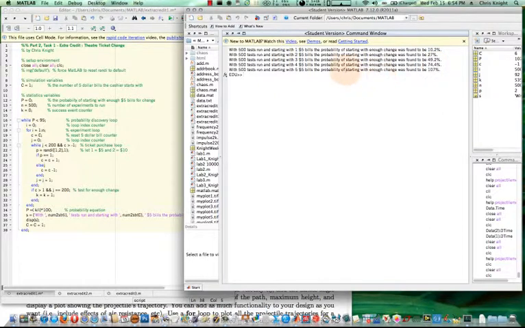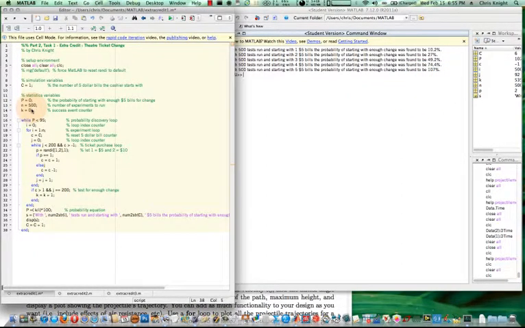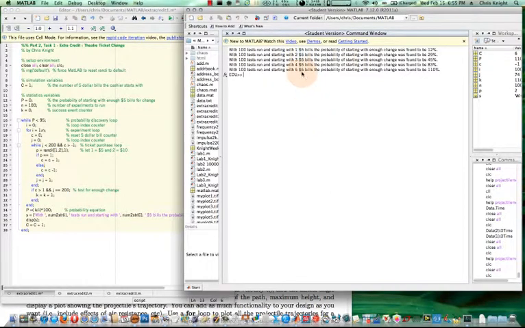So with 500 tests run, we know that the cashier needs to have five $5 bills in order to have a guaranteed probability, or at least 95% probability, of having enough. We can change the number of tests to run here. We can say run it only 100 times, and the probability changes a little bit, but still, to get over 95%, the cashier has to have five $5 bills.